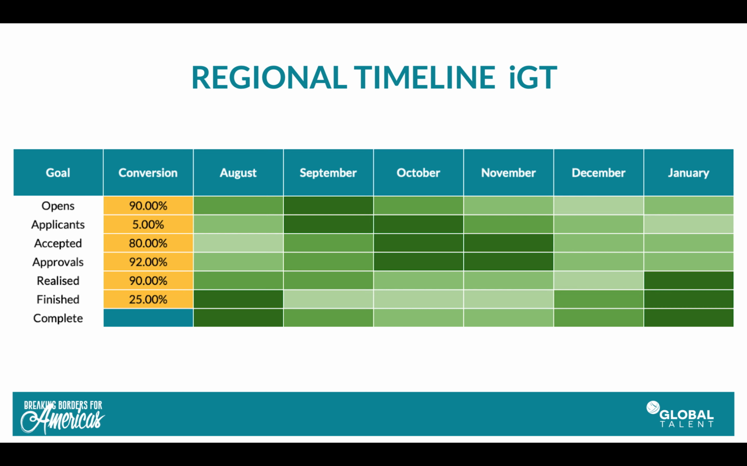That doesn't mean that you will not have opens or realizes or completes. It means that the main part of your activities of the month will be focused on giving us results from applicants to approvals, but we will still be working on the rest of the process and the rest of the funnel. And that's the same for every month.